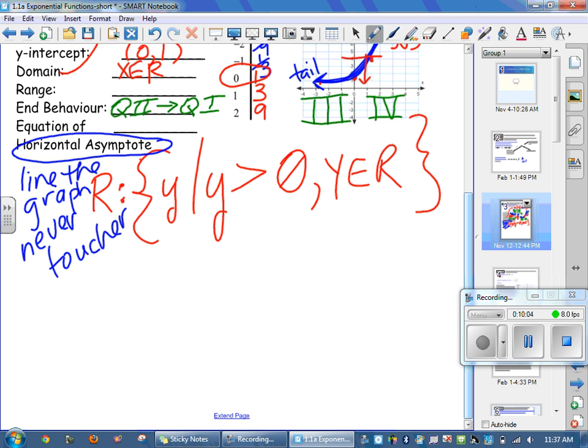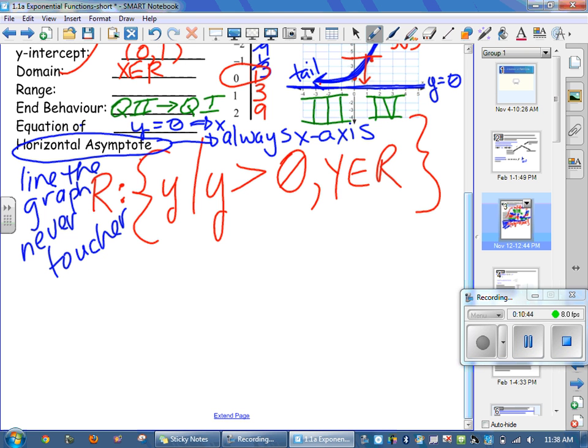And for exponential graphs, our horizontal asymptote is always the x-axis. So here we would say always the x-axis. Well, along this x-axis, what do we know? Y is always 0 on that axis because it doesn't go up or down on the x. So the equation of our asymptote is y equals 0. Whenever we see y equals 0, that's saying that's your x-axis. Okay, so y equals 0 means x-axis.